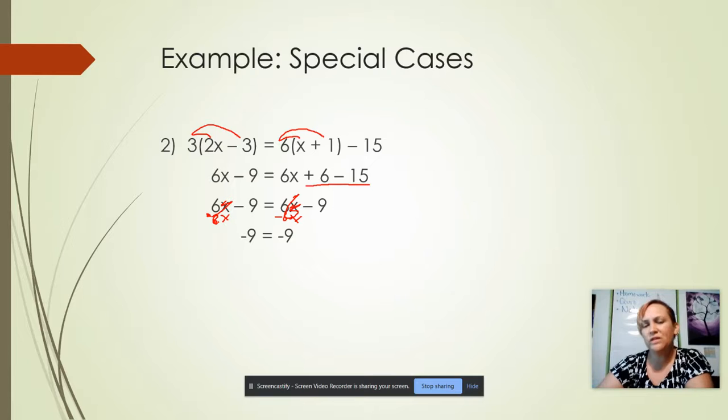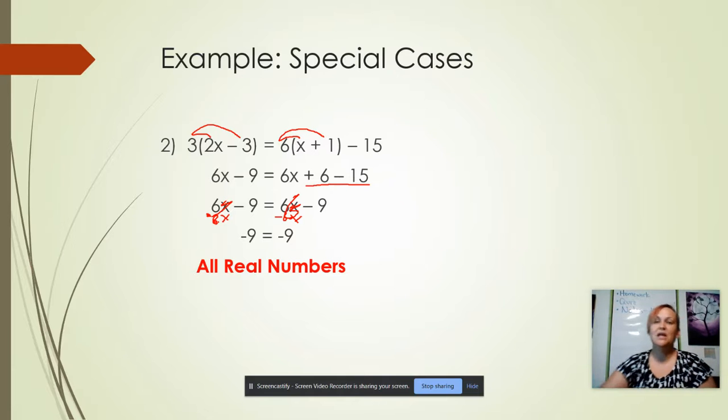So if it's a true statement, that doesn't mean there are no answers. That means there are all of the answers. All real numbers are solutions to this problem. That means you could pick any number out of thin air, you could put it where that letter X is, and it would work. It would give you a true statement. It would give you something like -9 equals -9.